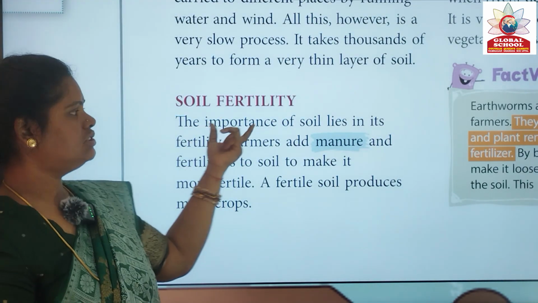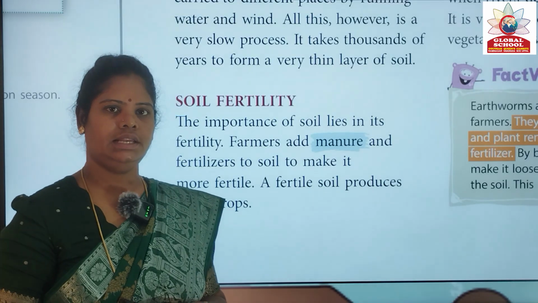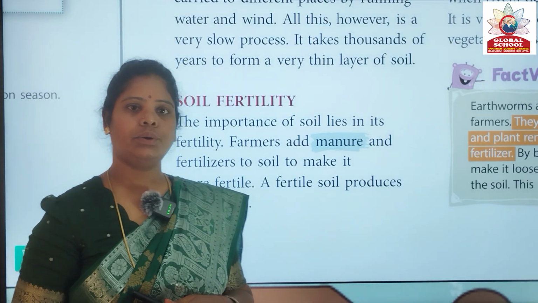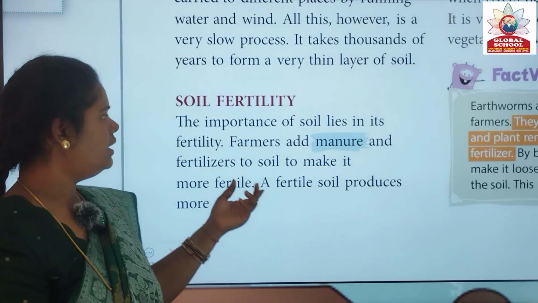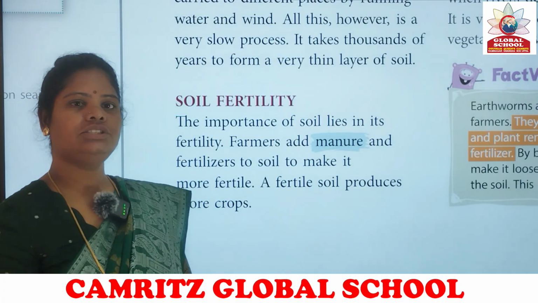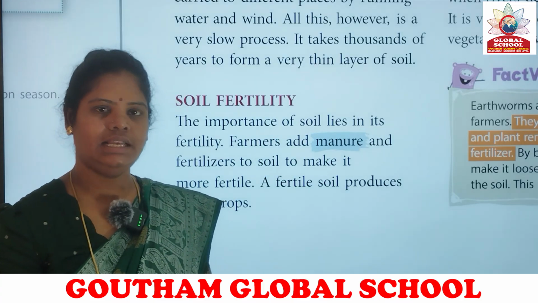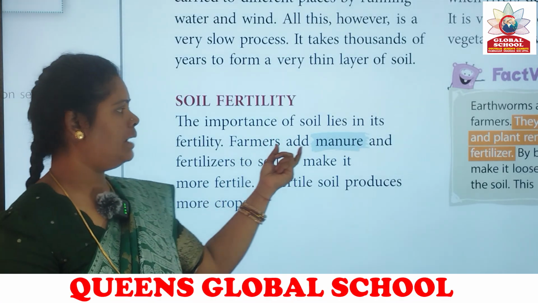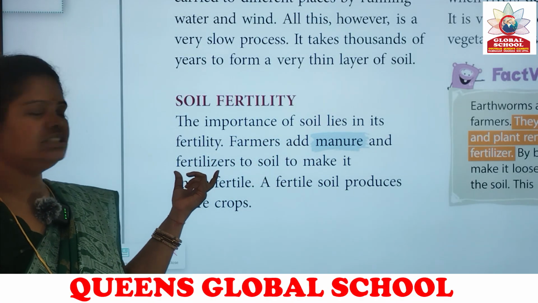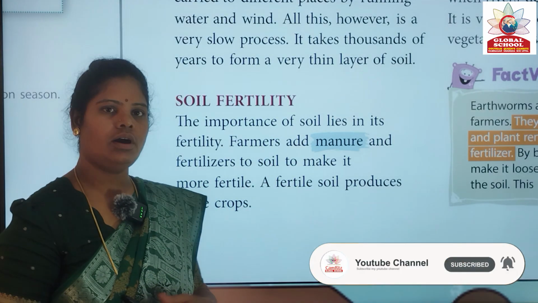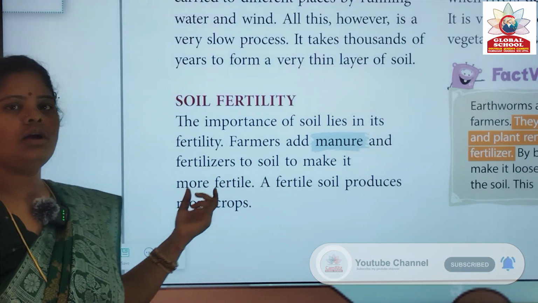So, soil fertility. The importance of soil lies in its fertility. If the soil is fertile, then it will be useful for growing crops. If the soil does not have fertility naturally, then the farmers add manure and fertilizers to make it more fertile, and then the fertile soil will produce more crops.